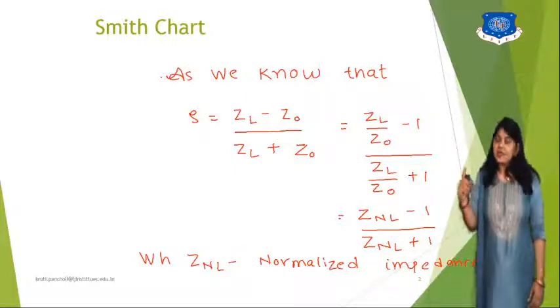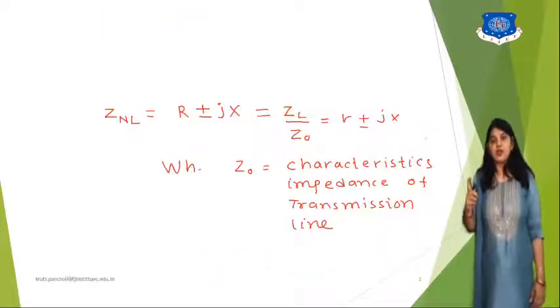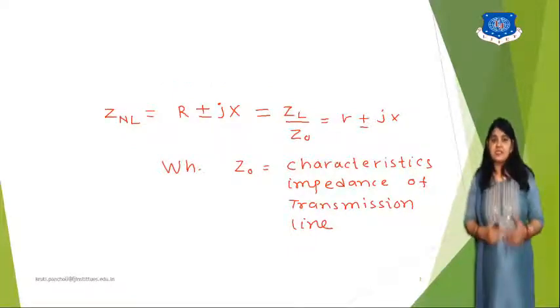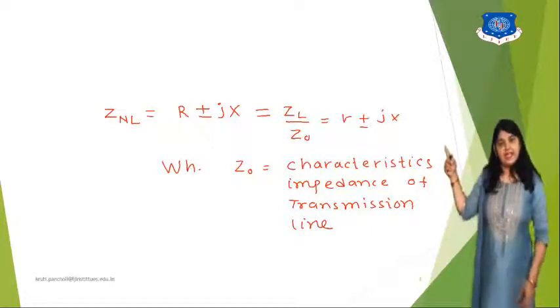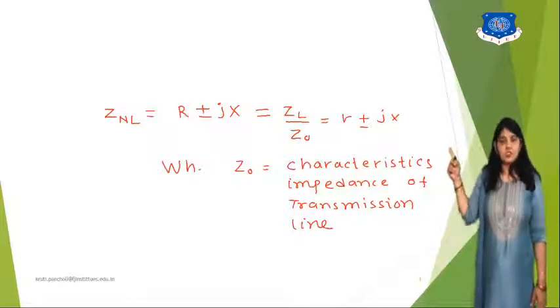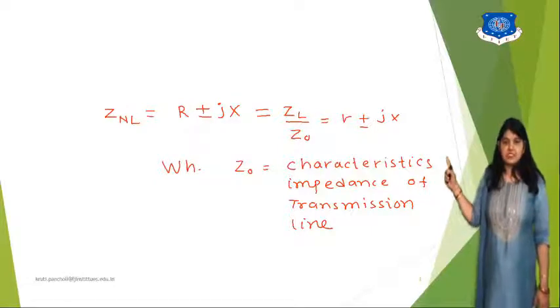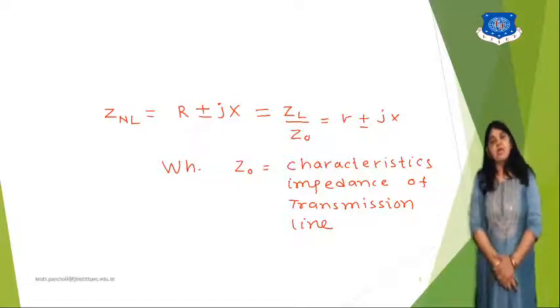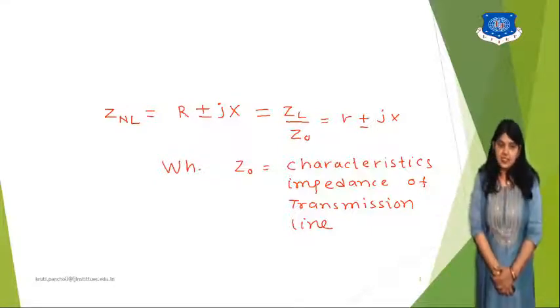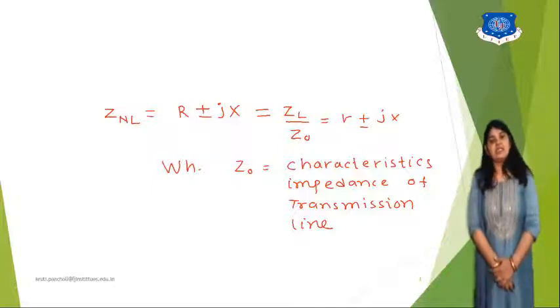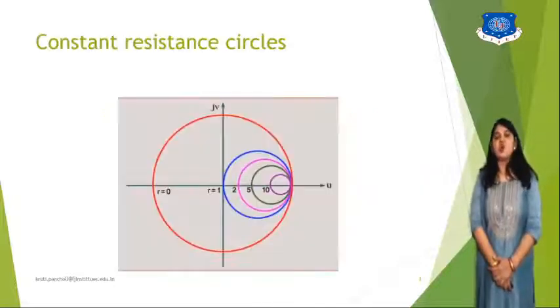So the first step is to find the normalized impedance value. This normalized impedance has two parts, one is the real and the other is the imaginary. So ZNL is equal to R plus or minus jX, which is equal to ZL upon Z0, where Z0 is the characteristic impedance of the transmission line.